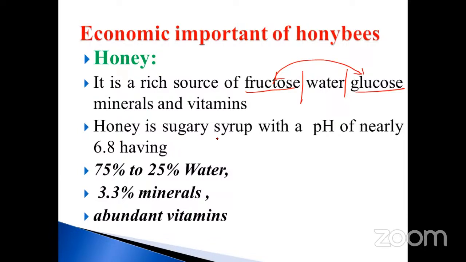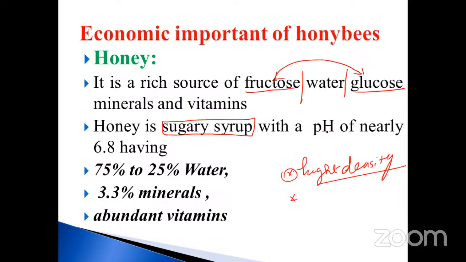Honey is a sugary syrup. Liquidity: it's semi-solid, of a semi-colloidal nature. High density. Okay, my dear, high density. And second, note it down here: the sugar molecules, fructose, minerals and vitamins. So the pH is near to neutral, 6.8. Water is pH 7, isn't it? So it is near, only 0.2 less.